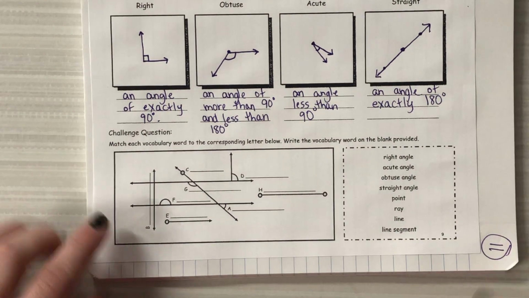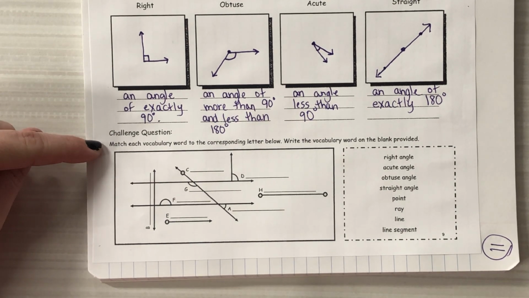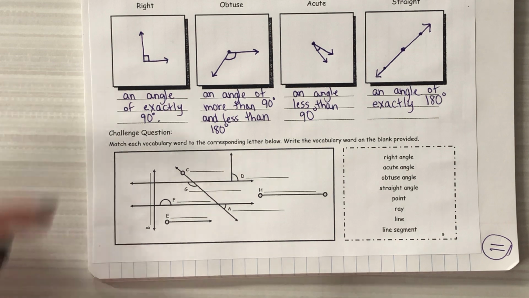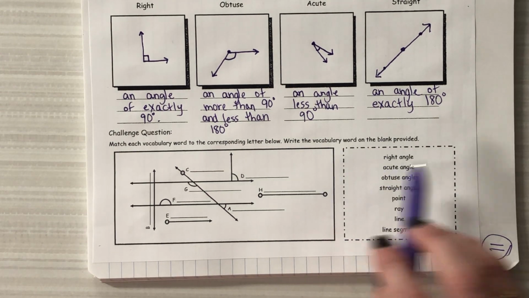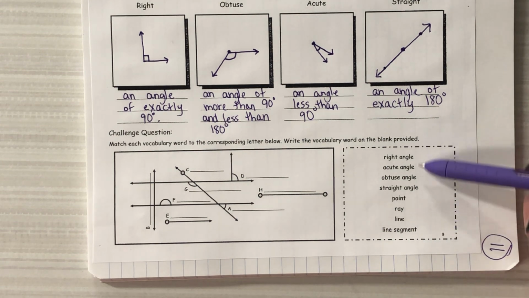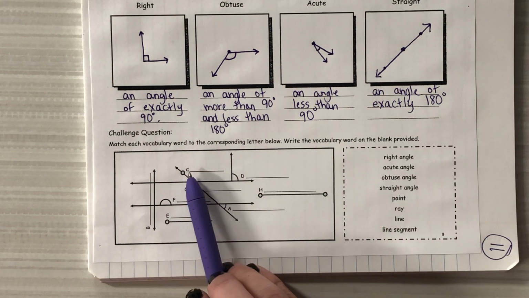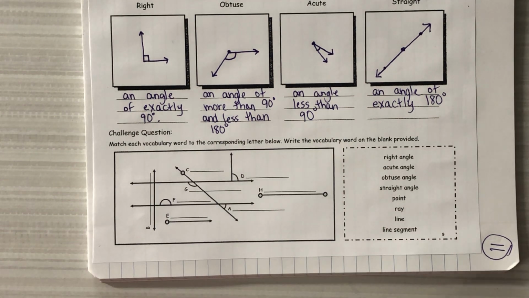This challenge question I want you to try to think about doing on your own. So that means that you're going to pause the video, try it, and then come back to check your work. The challenge question says to match each vocabulary word to the corresponding letter below and write the vocabulary word on the blank provided. So the words that we have available are in this dotted box. That's like our word bank, and we're going to insert it on the letter line that represents.